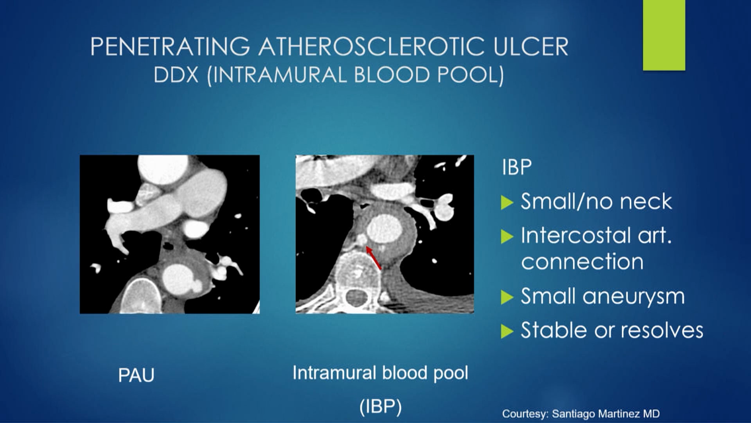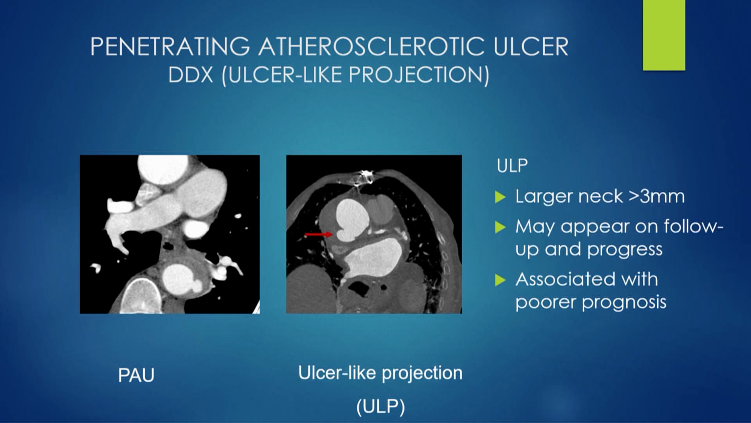The intramural blood pool has this little, so I'm comparing the two. The PAU looks like an outpouching. The intramural blood pool often doesn't connect with the lumen and often has what's called the Chinese ring sign, this little intercostal vessel that comes out of it, and it often resolves as well. So it looks like it, but it's not in the same setting.